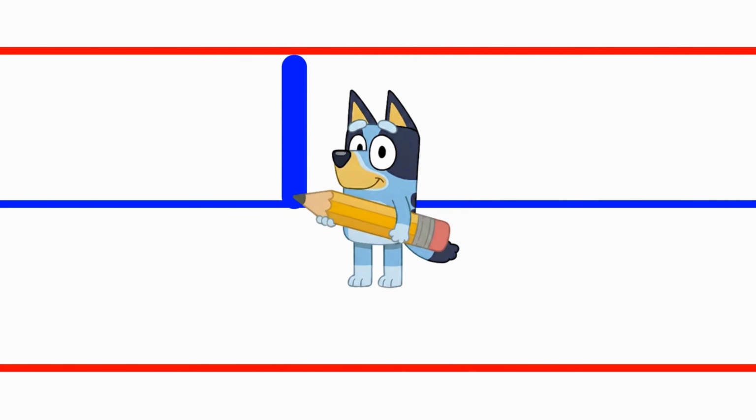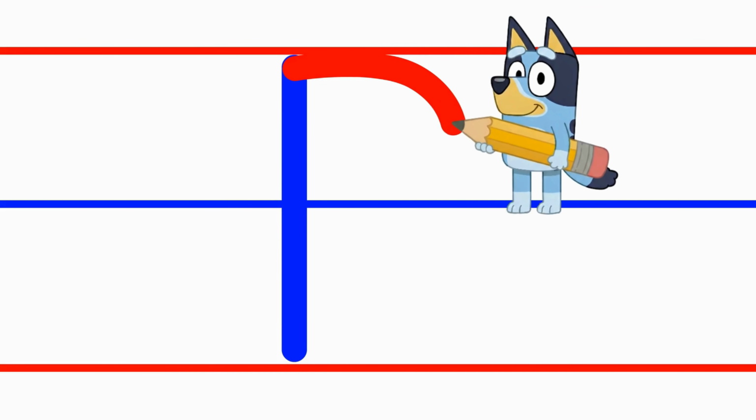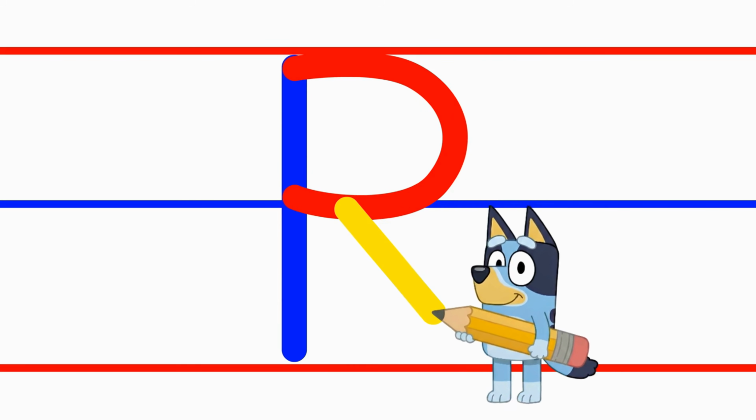Standing line. Half circle on the top and slanting line going down. Capital R.